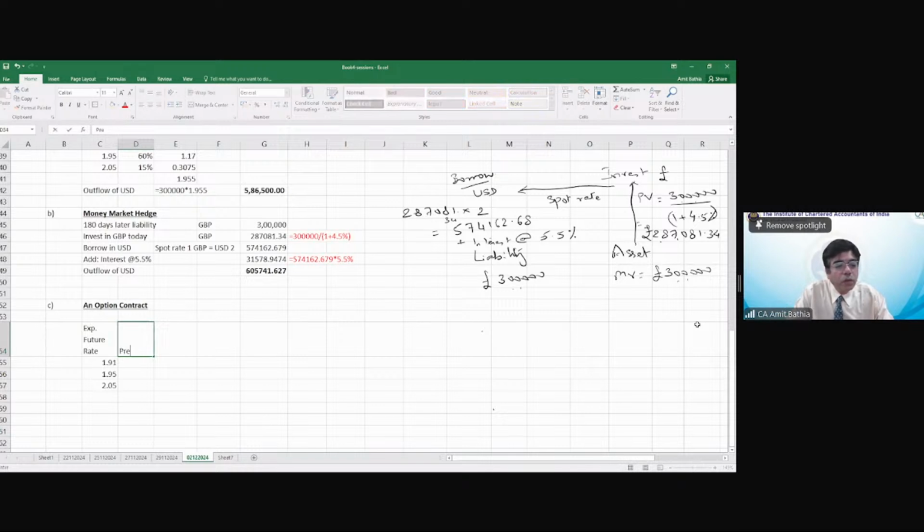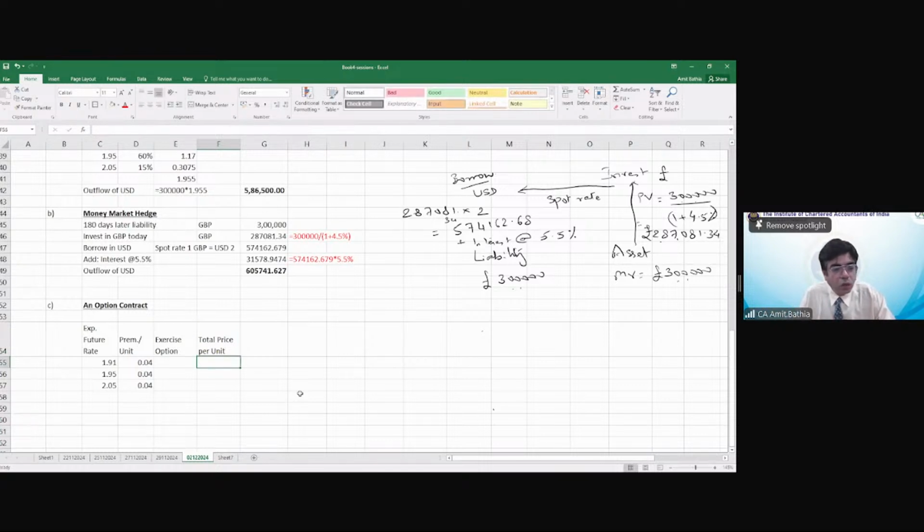What is the premium I have to pay? Premium per unit. If you want to buy a call option, you need to obviously pay the premium. Am I right? Yes, sir. So premium per unit is going to be 0.04. Irrespective of whatever is the future rate, you will have to pay that. What is going to be my exercise option? That I am going to determine based on total price per unit for me.